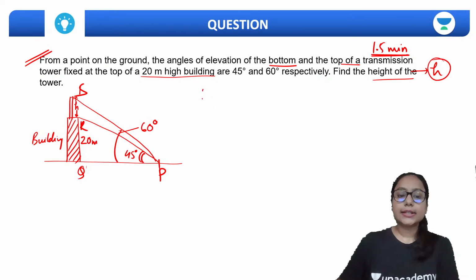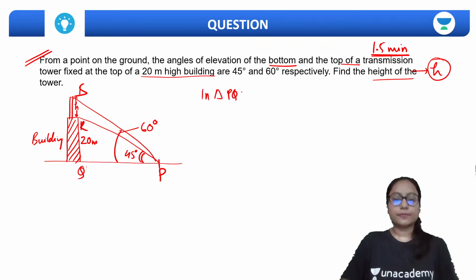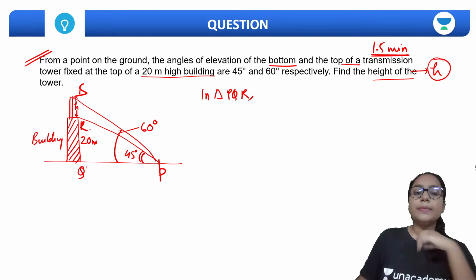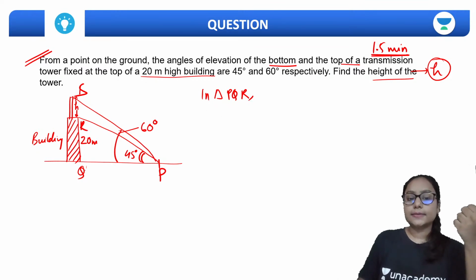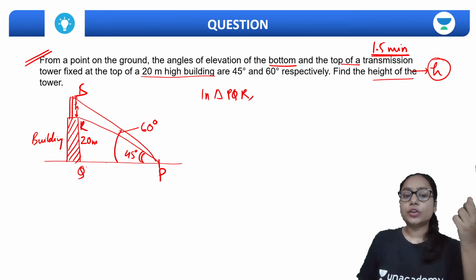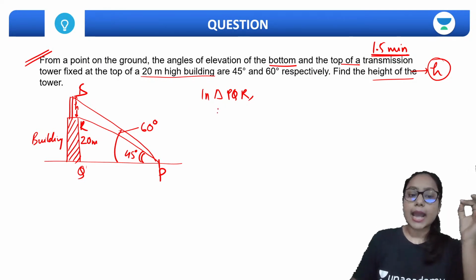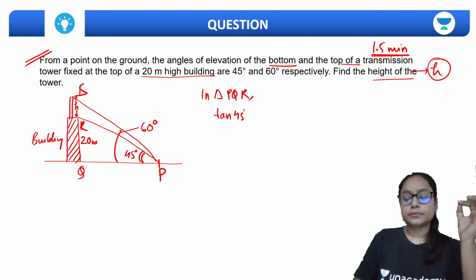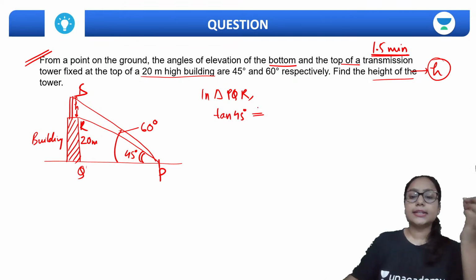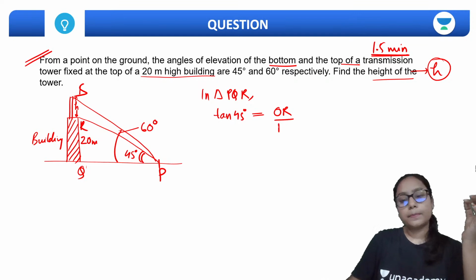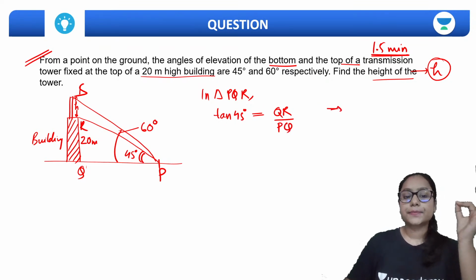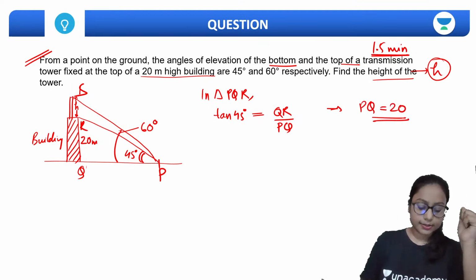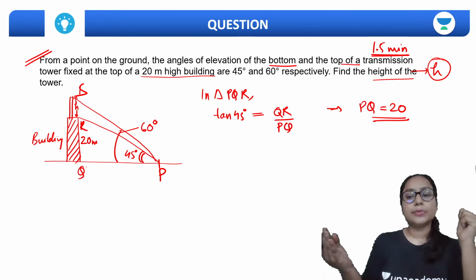Okay, now consider the triangle PQR first. Consider triangle PQR. What is the length of PQ? Which angle should I take? I have to find the length of PQ. Okay, so tan 45 degrees. What is tan 45 degrees? It is QR upon PQ. What is tan 45? 1. So I get PQ is equal to 20. Right? We get PQ is equal to 20 meters.